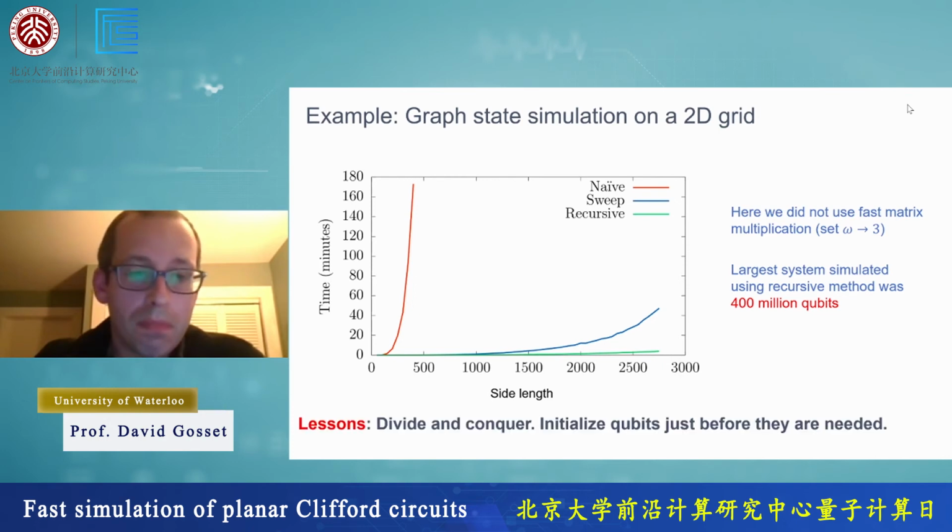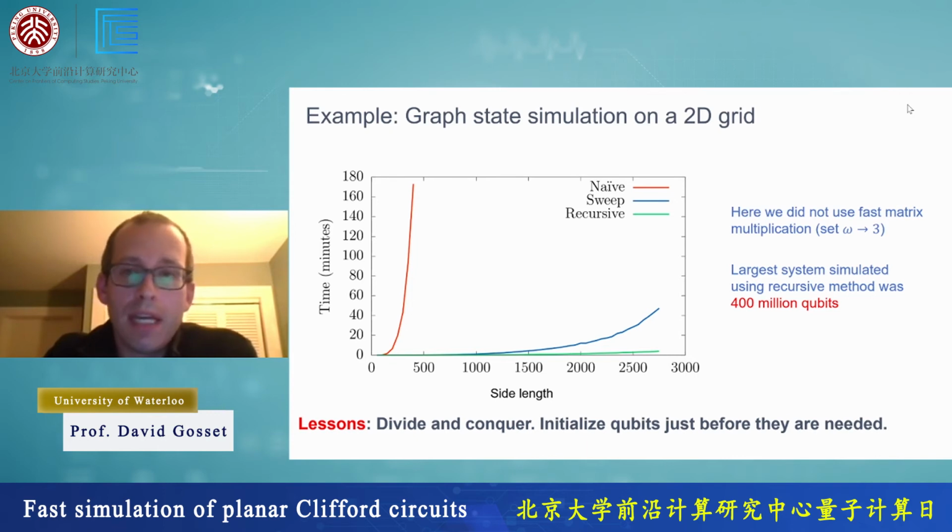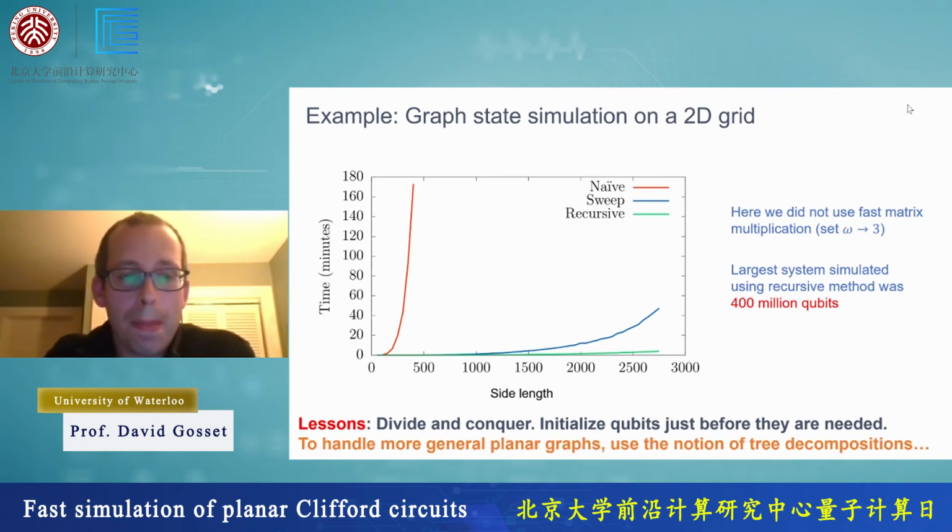And the lessons here, which I would like you to take away, and we're going to soon move on to the more general case of planar graphs. The lessons that we learned from this is that this divide and conquer is an important strategy. And when you're simulating these Clifford circuits, it's important to only store the qubits that you need at a given time. And this idea of scheduling the measurements in such a way that you minimize the number stored at any given time is very important.